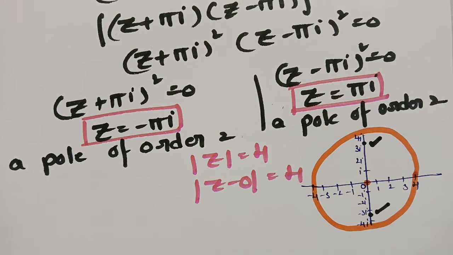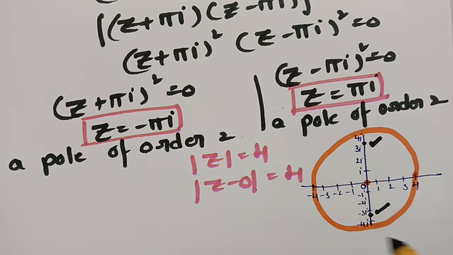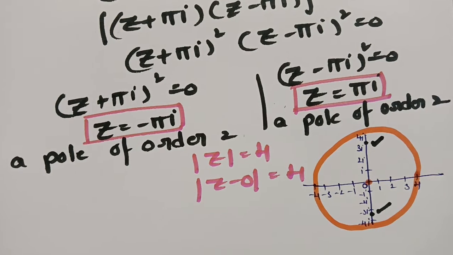As the pi value is 3.14, minus 3.14i is this one, and plus 3.14i is this one. Both the poles are within the circle, and therefore we have to find the residues for the corresponding poles.